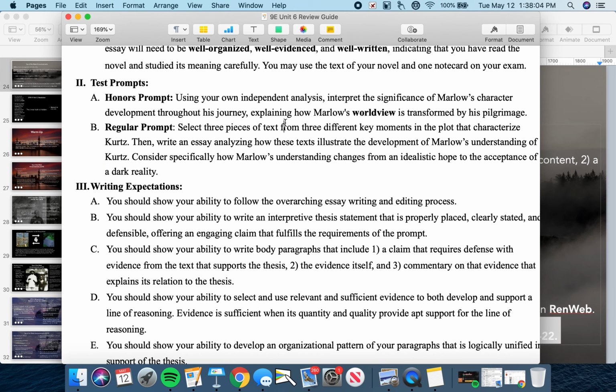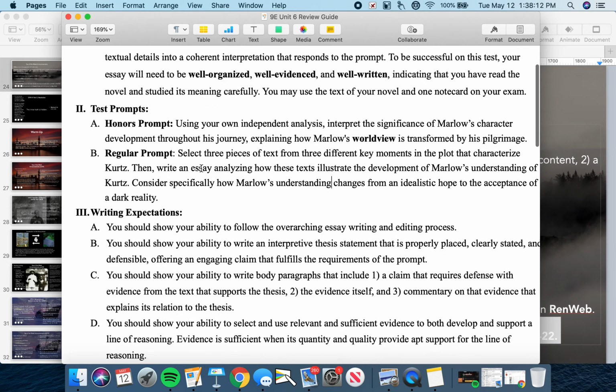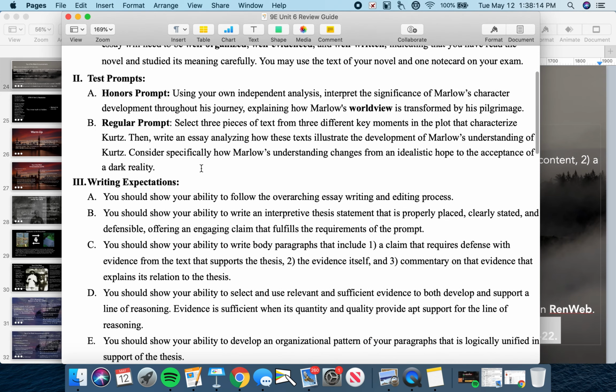You should consider specifically how Marlowe's understanding changes from an idealistic hope to the acceptance of a dark reality. So the regular prompt is much more targeted. The parameters of the task are clearly set up for you: select 3 key pieces of text from 3 key moments in the plot and explain how those areas of text illustrate Marlowe's developing understanding of Kurtz and who Kurtz is and what he means.